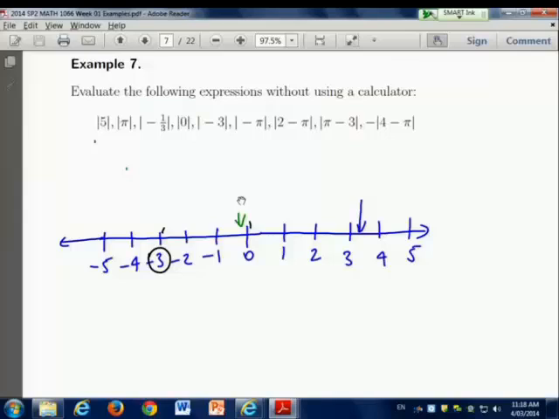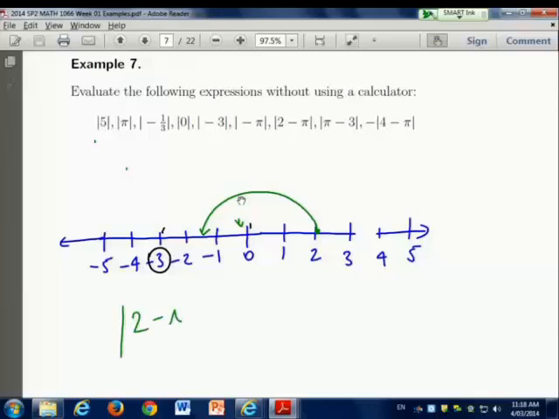Okay, so 2 minus pi, is it positive or negative? How are we going to work it out? Let's see. We can do subtraction on the number line. We'll start at 2 and move pi units in the negative direction. And pi is 3 and a bit, right? So it's going to take us past 0, past negative 1, and land in here somewhere. It's negative. So whatever's inside, what did we do before? We make it positive.